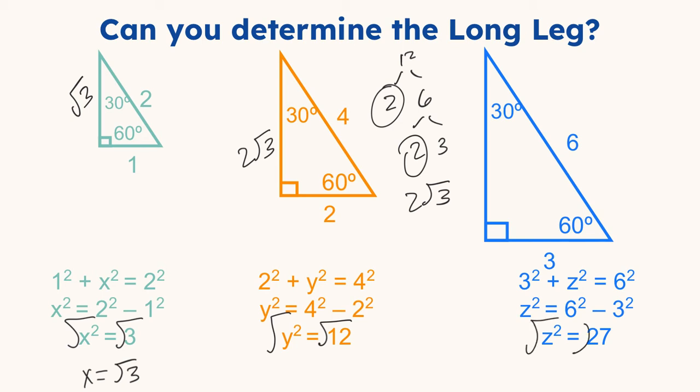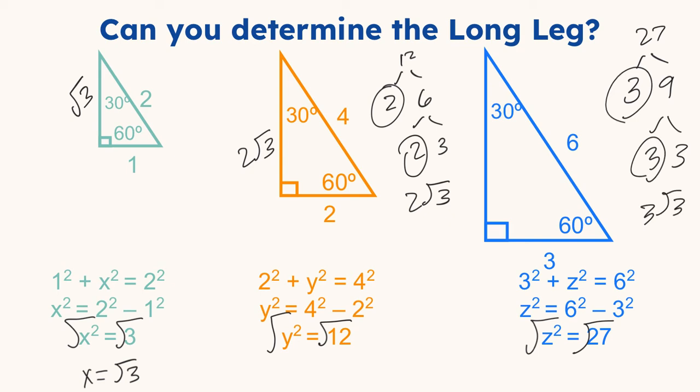If I try the square root of 27, I bet I could break that down. Maybe I start with 3 times 9, and then 9 is 3 times 3. So I've got a pair of 3's, and I'd get 3 square root of 3. Oh, and interestingly, I get a square root of 3 in there again. So let's see if we can figure out what the relationship is between the legs.